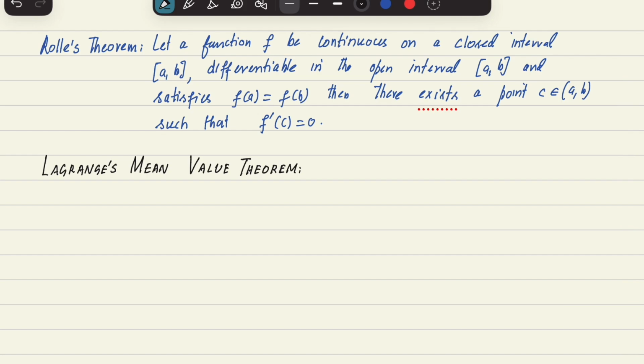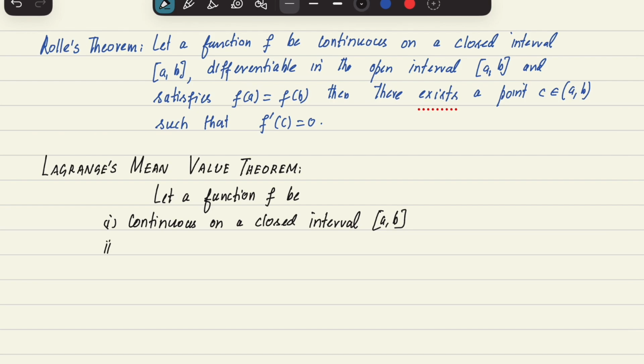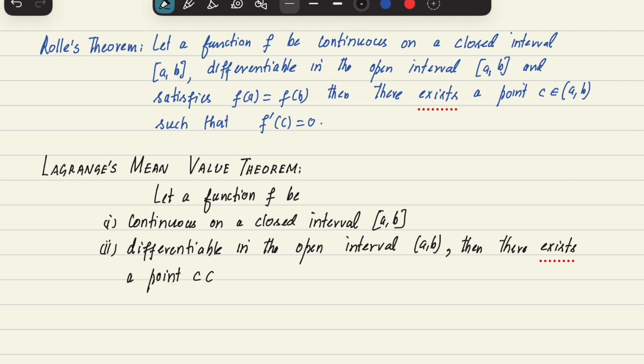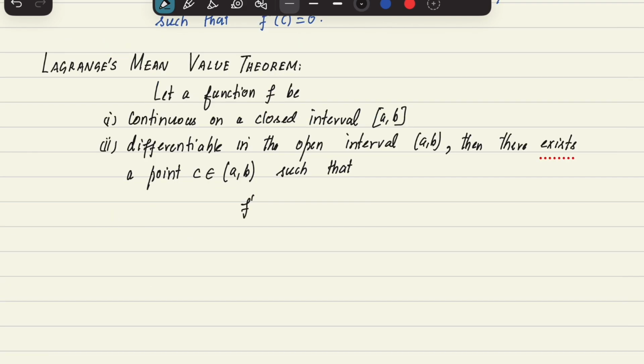This theorem states that let a function f be first continuous on a closed interval [a, b], second differentiable in the open interval (a, b), then there exists a point c in the open interval (a, b) such that f'(c) is equal to (f(b) minus f(a)) divided by (b minus a). So this is what we have in the conclusion of the Lagrange mean value theorem.